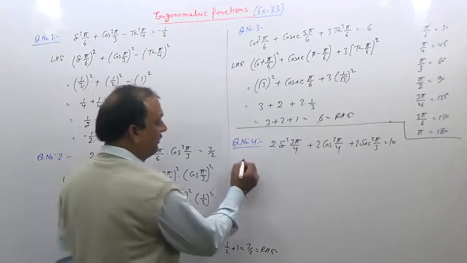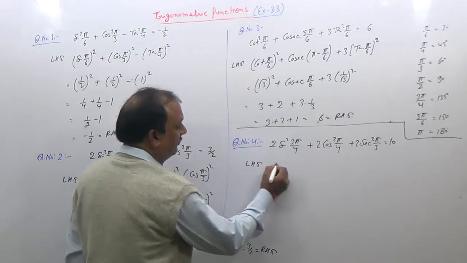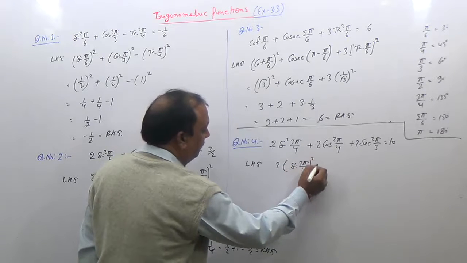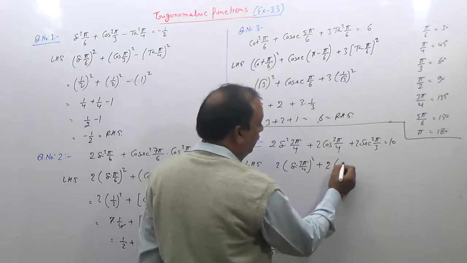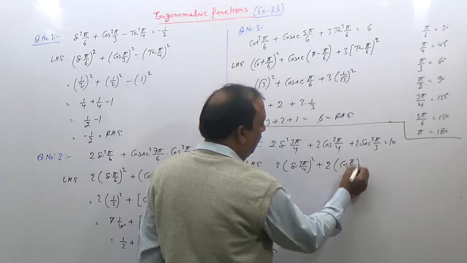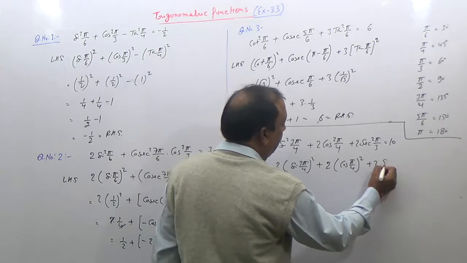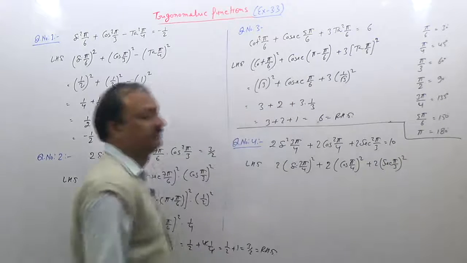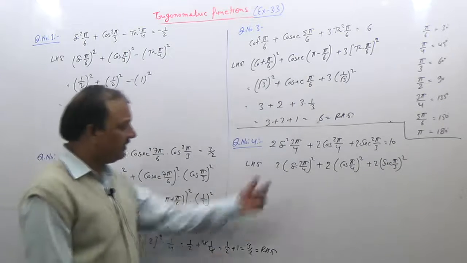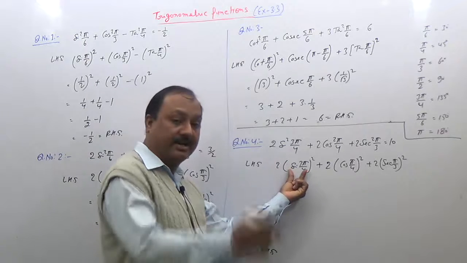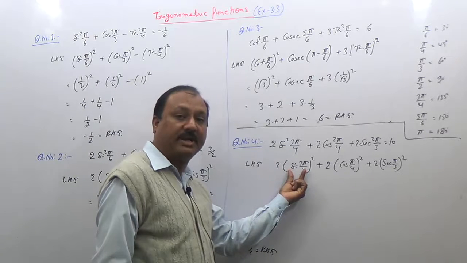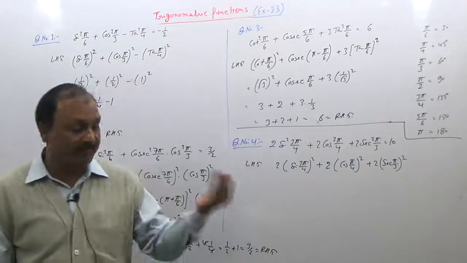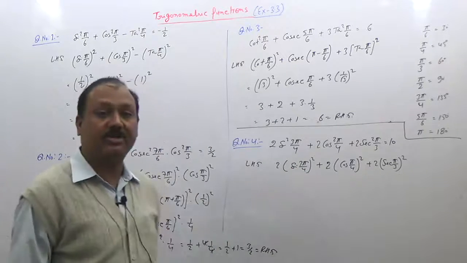So, taking the left hand side of this, 2 sin 3 pi by 4 square and 2 cos pi by 4 square and 2 sec pi by 3 square. Because this angle is larger than 90 degrees and the table is applicable only for 0 to 90 degrees, so we have the table for 0 to 90 applicable, but this angle is more than 90. So first convert this angle to between 0 and 90.